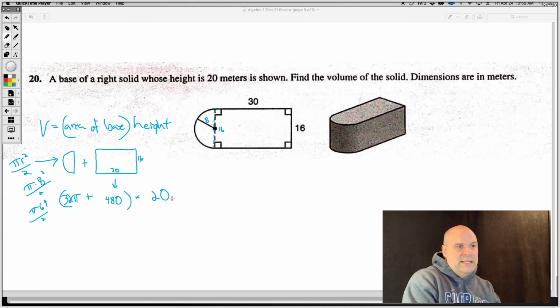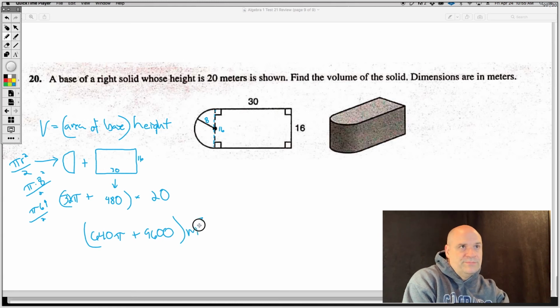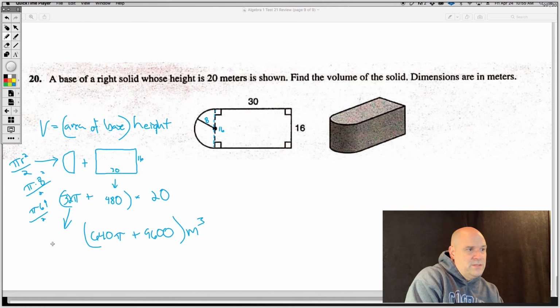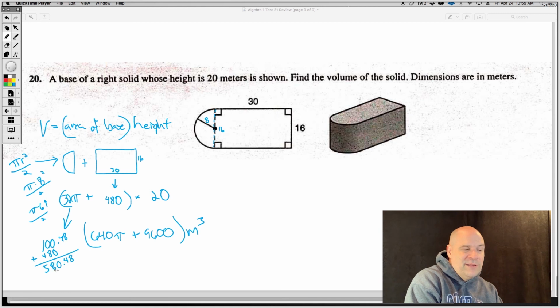So you could leave it like this and just say 640 pi plus 9600 square or cubic meters. Or if that's too confusing, just multiply 3.14 times 32, which is just 100.48. And then you're adding that to 480. So you get 580.48. And then you're multiplying that by 20.